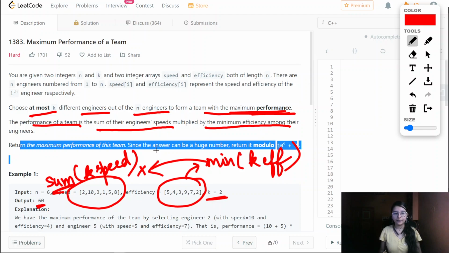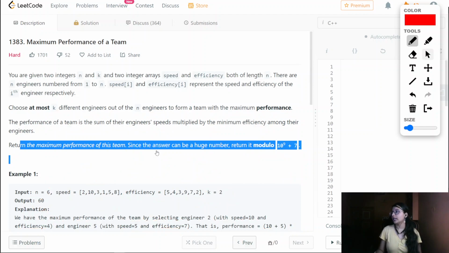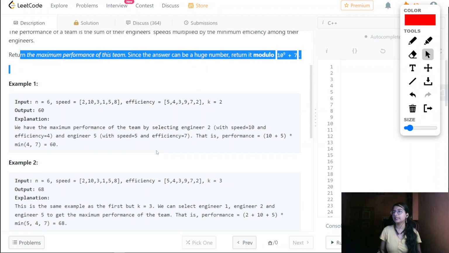So they are returning 60 here. You can see that we get the maximum performance of the team by selecting engineer 2, because k is 2, with speed 10 and efficiency 4, and engineer 5 with speed 5 and efficiency 7. Here we are adding up the speeds, and the minimum efficiency out of both is 4, so 4 is multiplied with the sum, and after doing this we got the answer 60. So this is what we are required to do in this question, and that's what we are doing here. Yeah, so let us take the next example also.